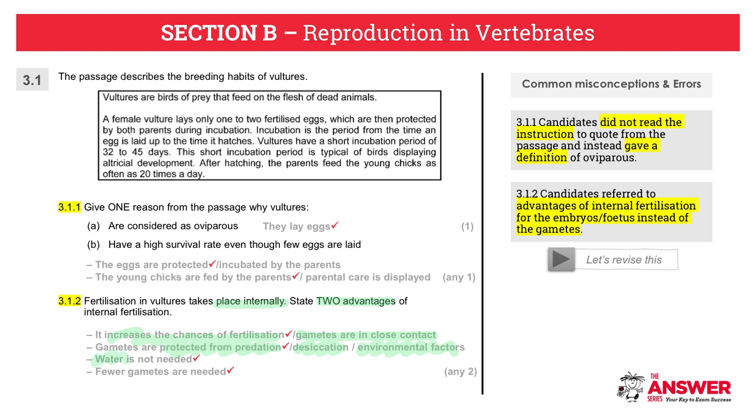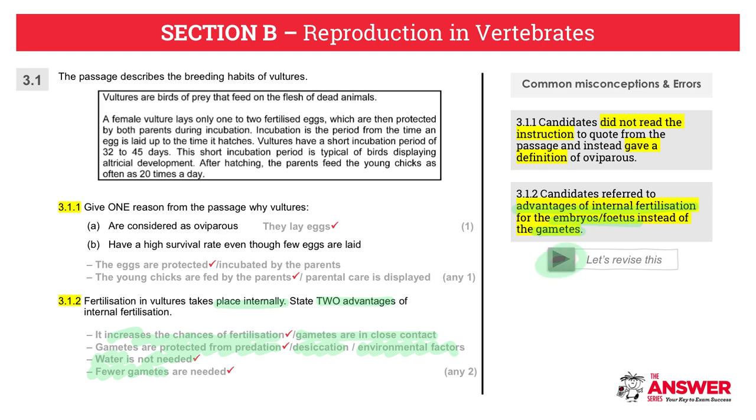Water is not needed, it's not a requirement, and fewer gametes are needed, so that's also an advantage because it means that the body has to expend less energy in the production of gametes, as fewer of them are required, and there's a high chance of them meeting up and causing fertilization. Any 2 of those would have been correct. The diagnostic report says that candidates referred to the advantages of internal fertilization for the embryo or the fetus, in other words, how that protects the developing embryo, instead of how it's advantageous for the gametes.